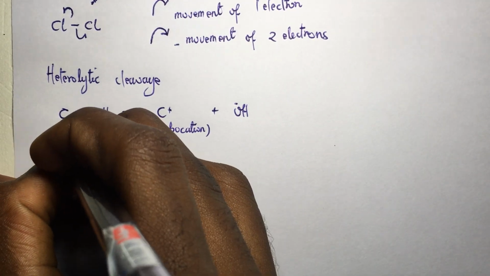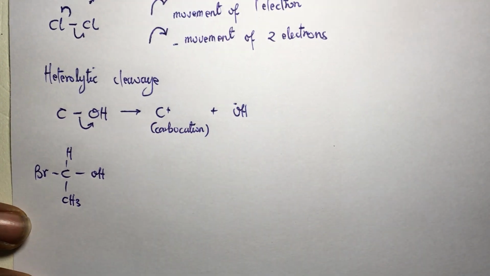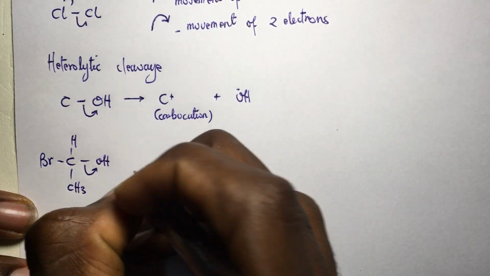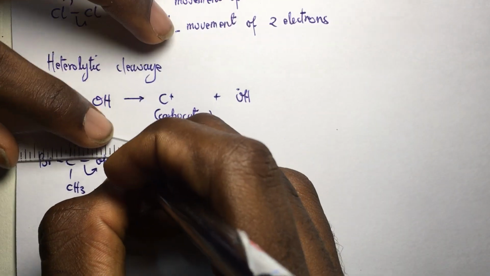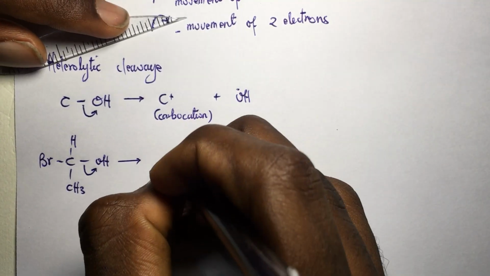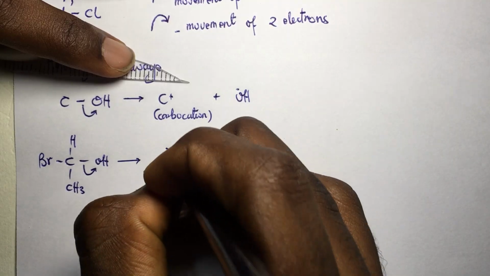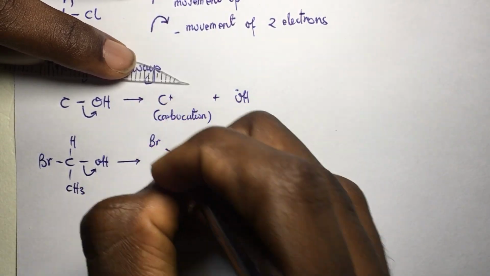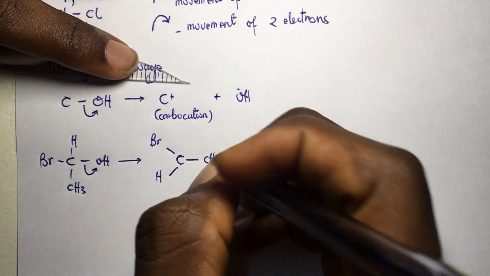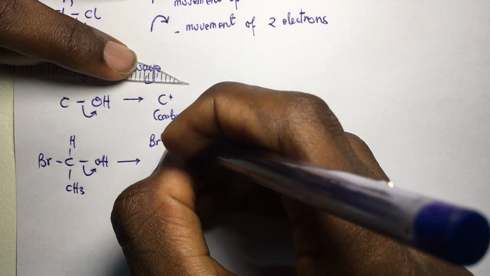Here you are having hydrogen, and on this side you are having bromine. If this is your structure and you have a cleavage where oxygen takes all the electrons, you are going to generate a carbon, but this carbon will now assume sp3, where you have your Br, your hydrogen, your CH3, and now it has an empty orbital.